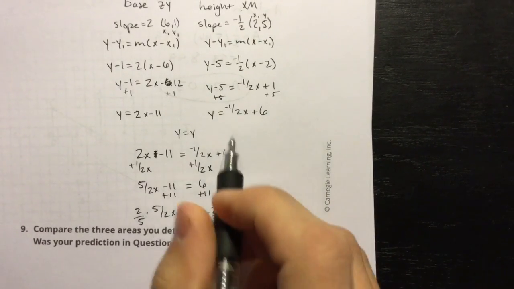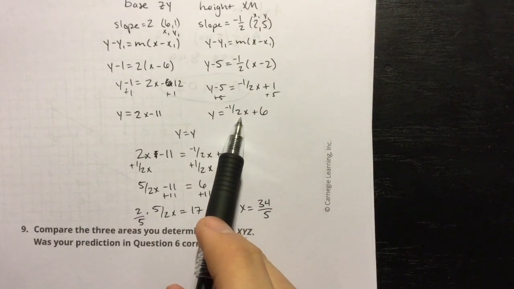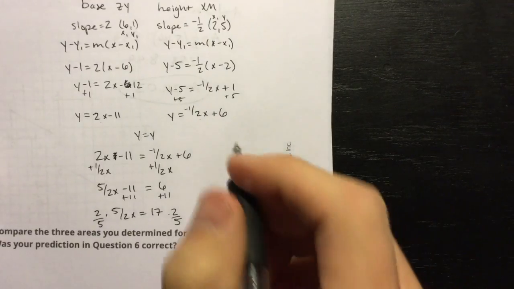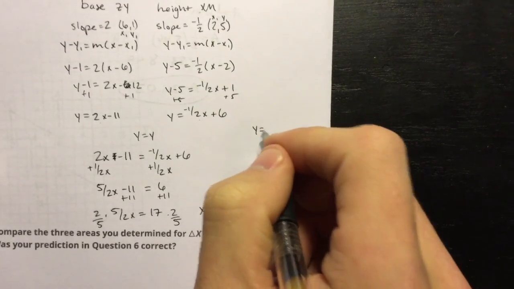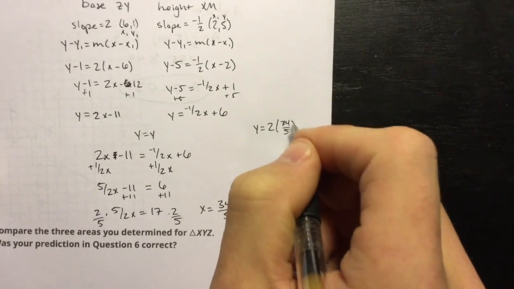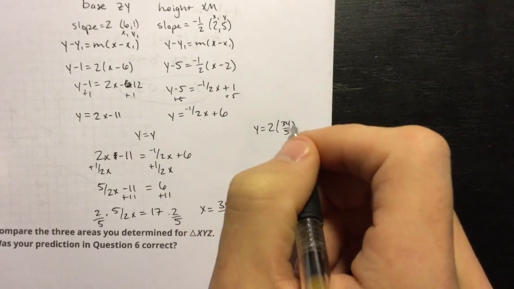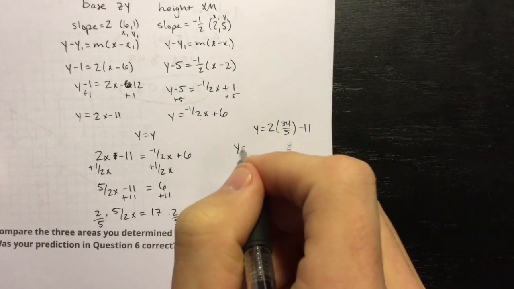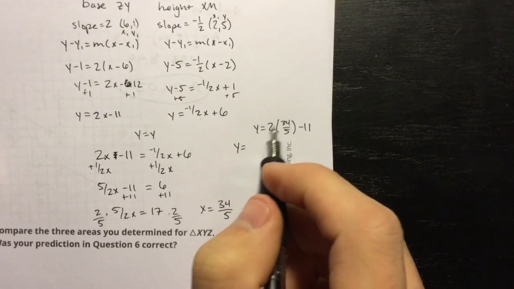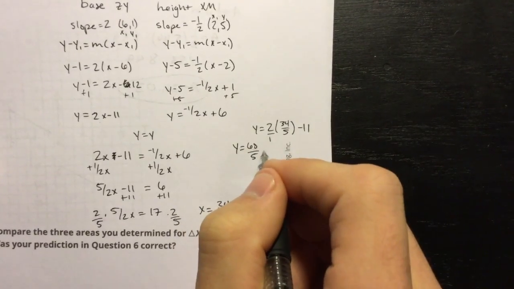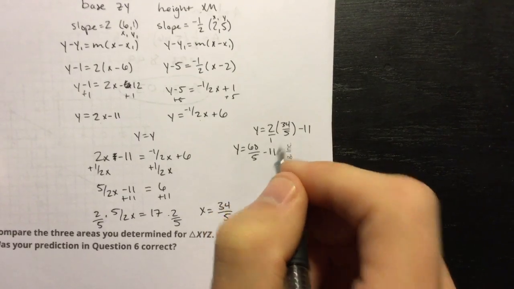And then I can plug this in to one of these. Again, if I plug it into here, I have to do a double fraction. If I plug it in here, I only need to use one fraction. So I'm going to plug it into there. So y equals 2, and then times x, which is 34/5, minus 11. Okay, y is equal to, when we multiply fractions, straight across the top, straight across the bottom, 68/5 minus 11.